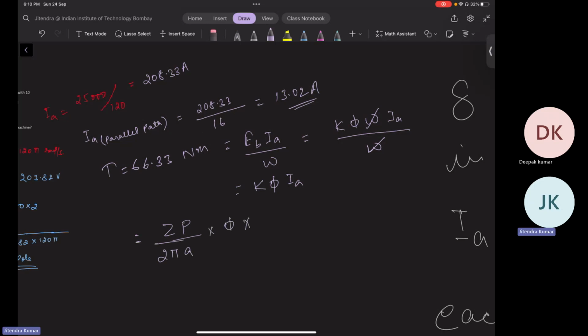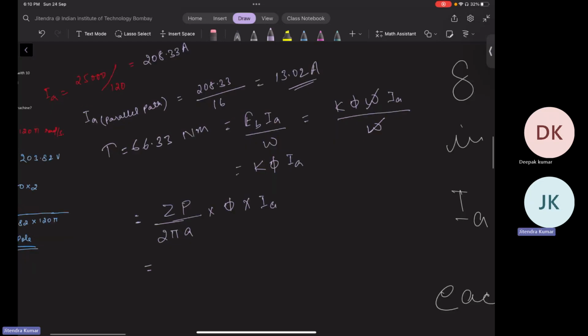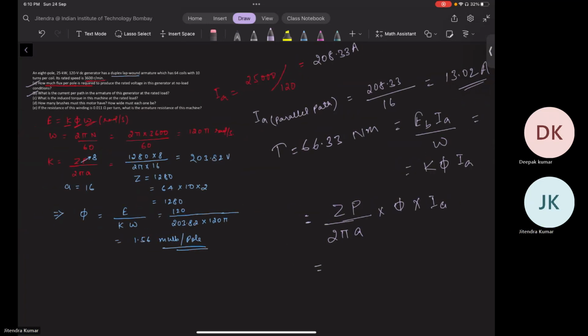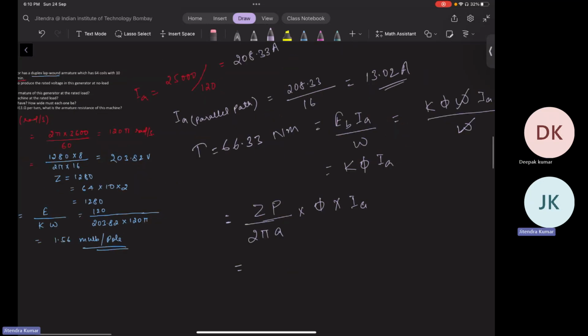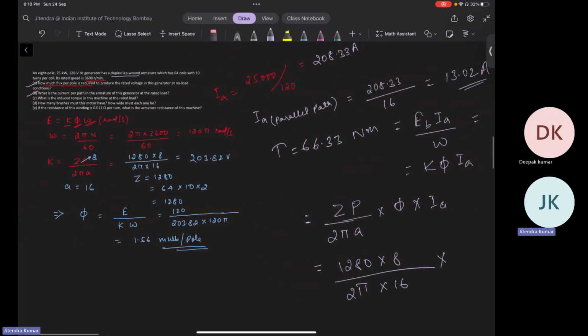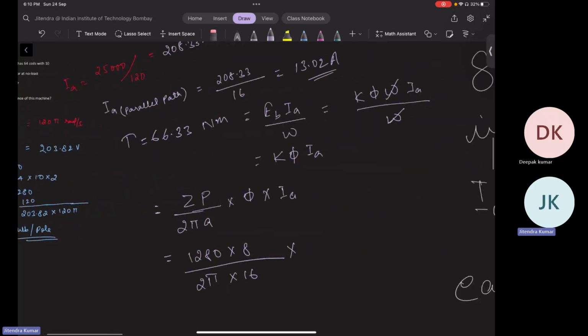So torque is K phi into IA, and we have calculated everything. So you just need to plug in. Z is equal to how many conductors? 12 AT, right? 12 AT conductors. And the number of poles is 8 divided by 2 pi into 16, into the flux we have computed in part A, that is 1.56 milliweber per pole.